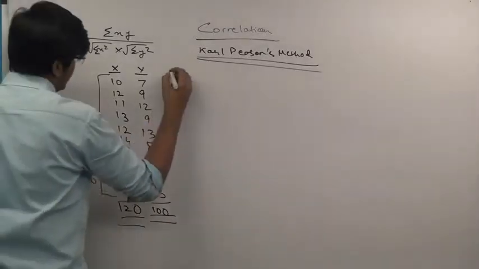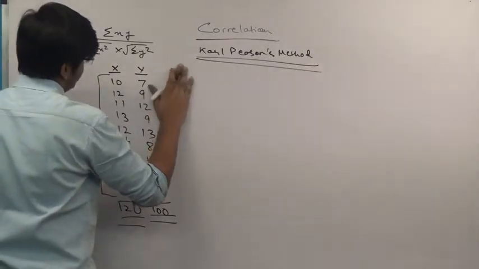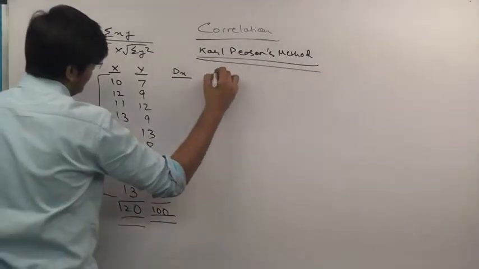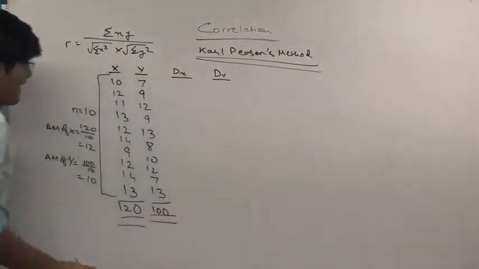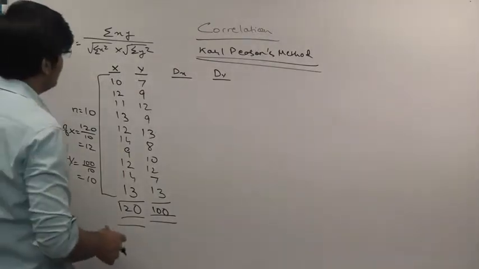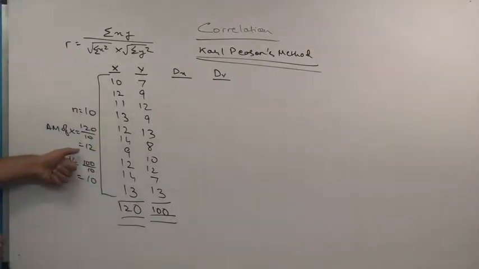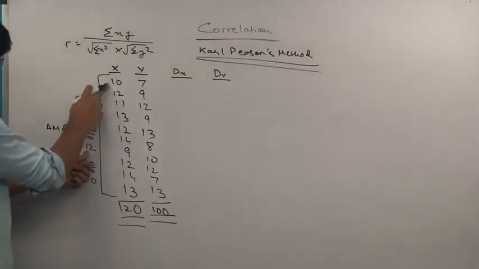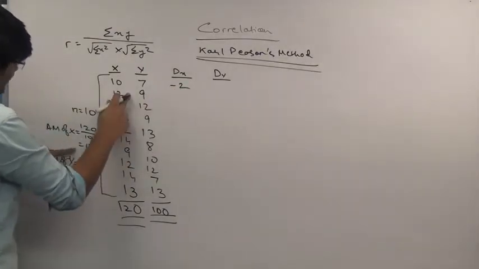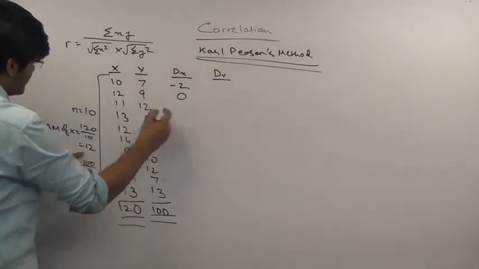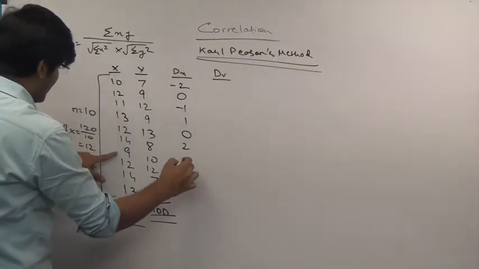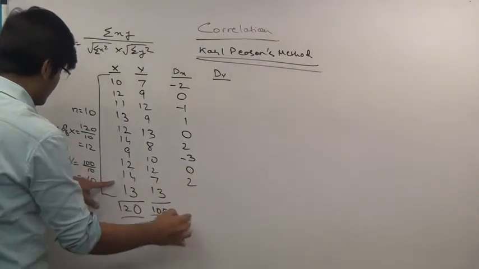Make a column for deviation of X and make a column for deviation of Y. Now deviation of X is the column of X that we have originally minus the arithmetic mean, so we subtract those. 10 minus 12 gives us minus 2, 12 minus 12 is 0, 11 minus 12 is minus 1, and like this it goes on: 13 minus 12 is 1, 0, 2, minus 3, 0, 2, 1.